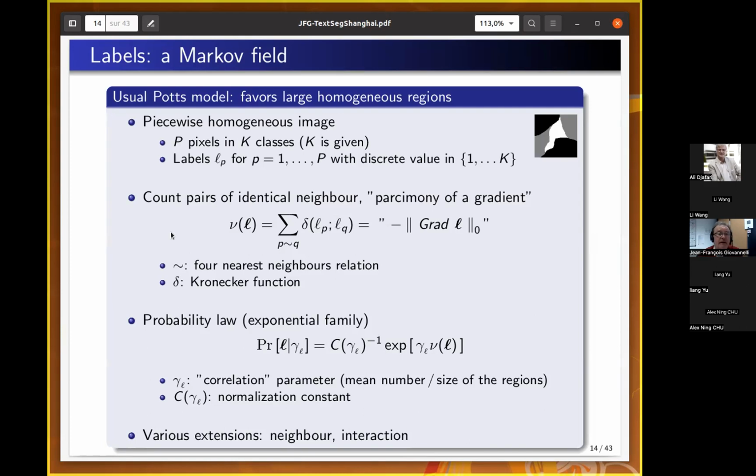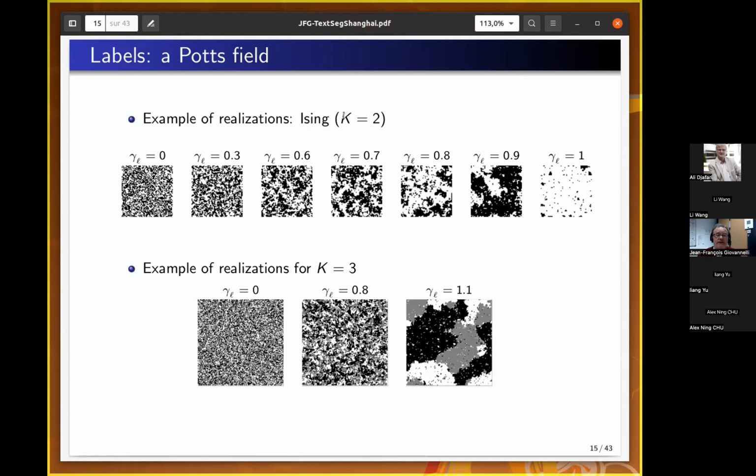Okay, these are two examples, one for 2 classes and one for 3 classes with various values of the Potts parameter. For the null value of the parameter, I have a white noise, and for larger values of the Potts parameter, I have larger sizes of homogeneous regions.